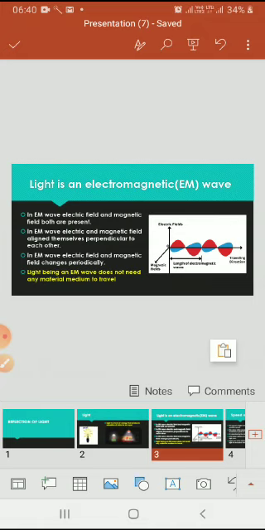We know students, we get light from the sun. That means sun rays are coming to our earth. But we know in space there is no medium. That is, in space there is vacuum. If light cannot travel through vacuum, light cannot reach our earth. So this is the advantage. As light can travel in vacuum, light can easily come from the sun to our earth and we get sunlight every day.